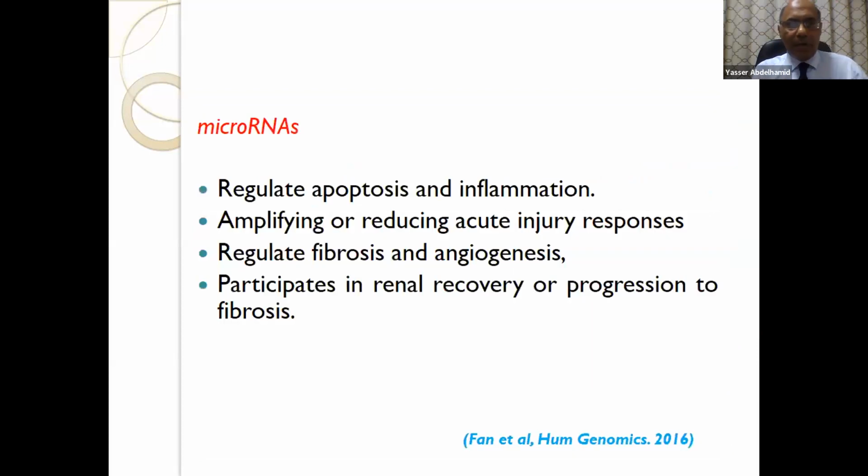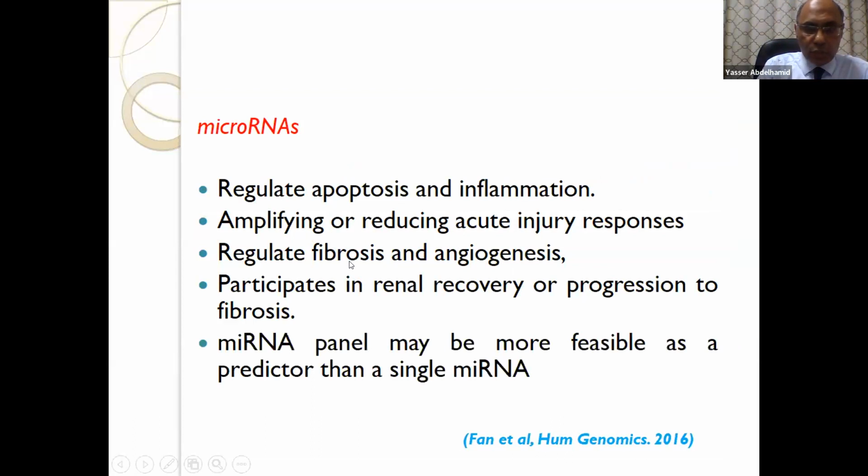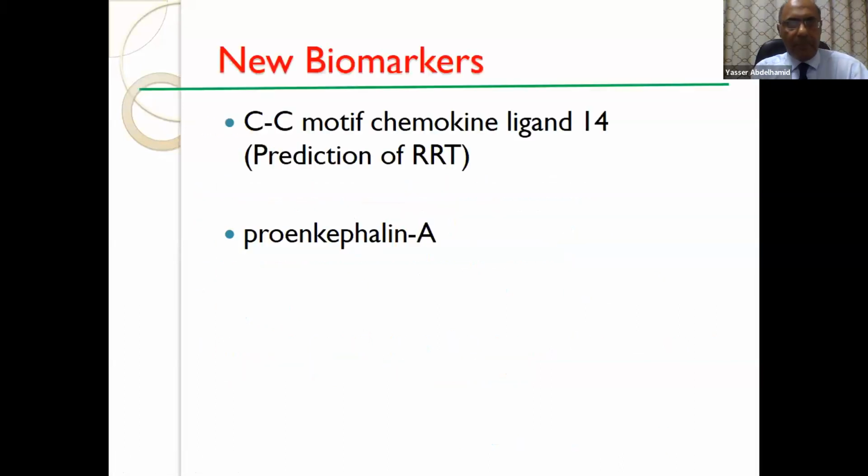Coming to a future look, microRNA is now widely used in many studies. It enters in many pathological entities such as apoptosis and inflammation, acute kidney injury response, fibrosis, and renal recovery or progression. So a panel, not a single type of microRNA, as I have mentioned, combining biomarkers and combining microRNAs. New markers such as proenkephalin are some of the new promising markers.